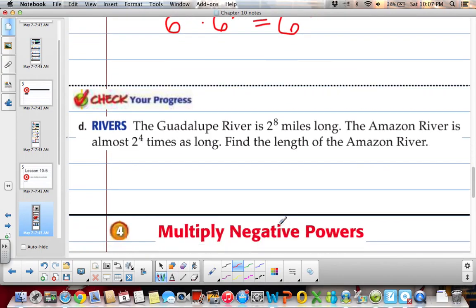The Guadalupe River is 2 to the 8th miles long. The Amazon River is almost 2 to the 4th times as long. Find the length of the Amazon River. You can probably do this in your head by now. We know we're going to take 2 to the 8th, multiply it times 2 to the 4th. Because our base is 2, we're going to leave it as 2, and then we add 8 plus 4 together, so we get 2 to the 12th.